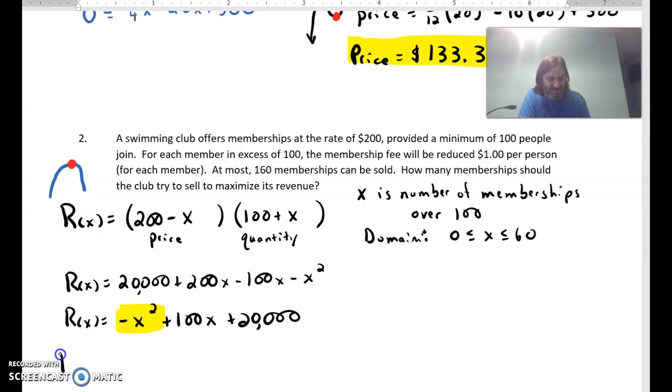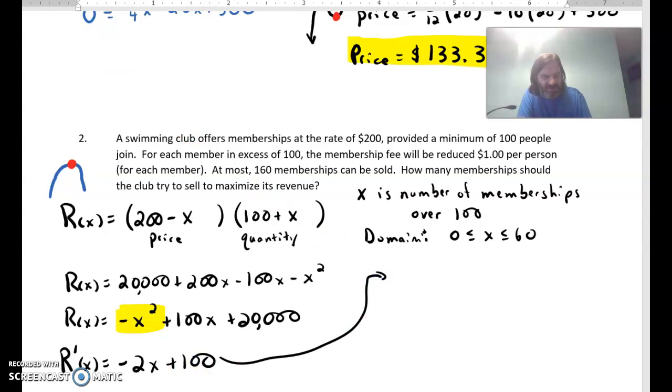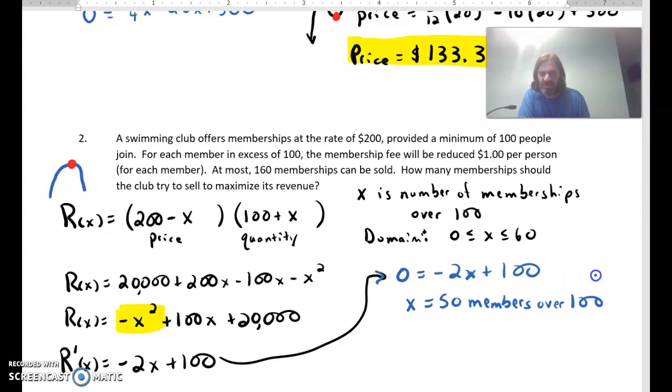But let's take the derivative. So R prime of x, sorry about my microwave, is negative 2x plus 100. And we'll set that equal to 0. So we'll say 0 equals negative 2x plus 100. Solving that, you'll get x equals 50. That is members over 100. So we need 150 total memberships to maximize revenue.